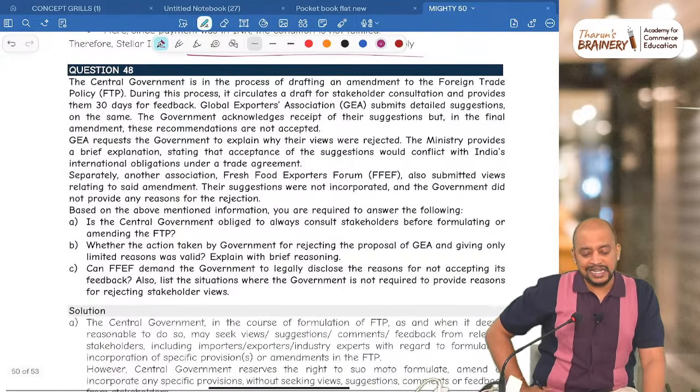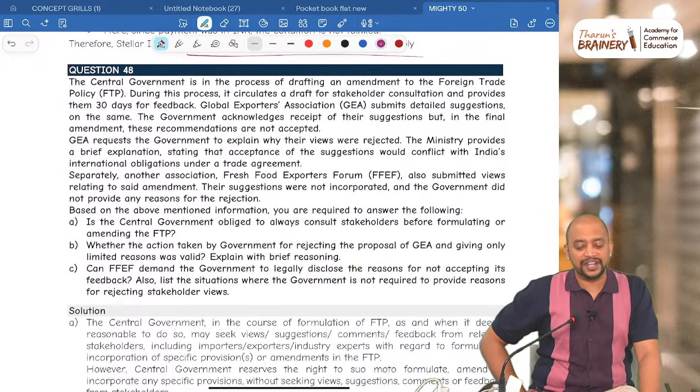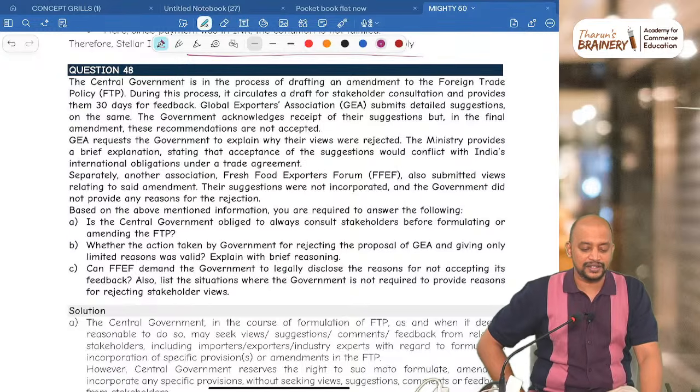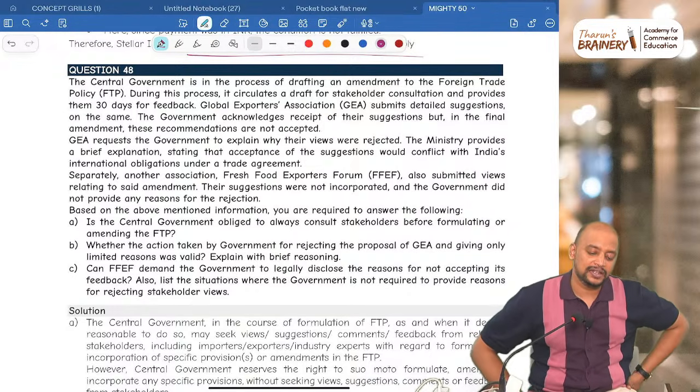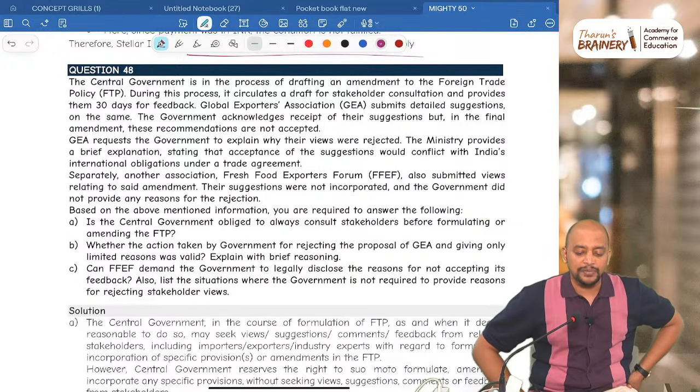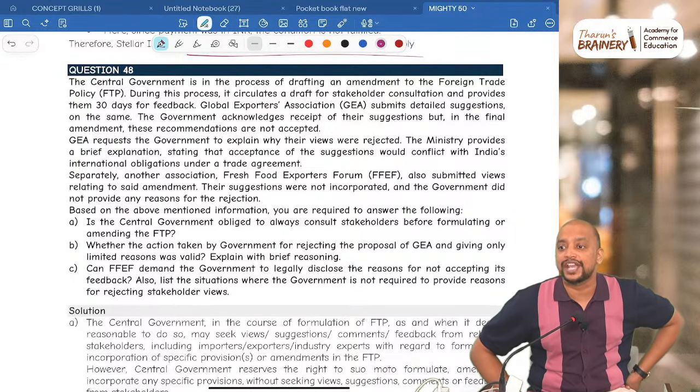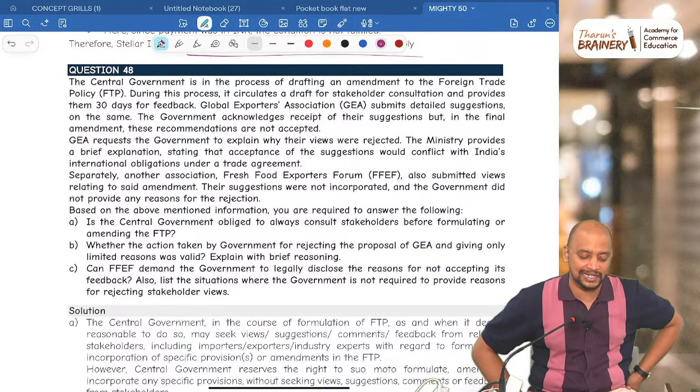Question number 48. The central government is in the process of drafting an amendment to the foreign trade policy. During this process, it circulates a draft for stakeholder consultation and provides them 30 days for feedback. Global Exporters Association submits detailed suggestions. It's an RTP question. On the same, the government acknowledges receipt of their suggestions, but in the final amendment, these recommendations are not accepted. I told you, stakeholder consultation, like that one question is there.